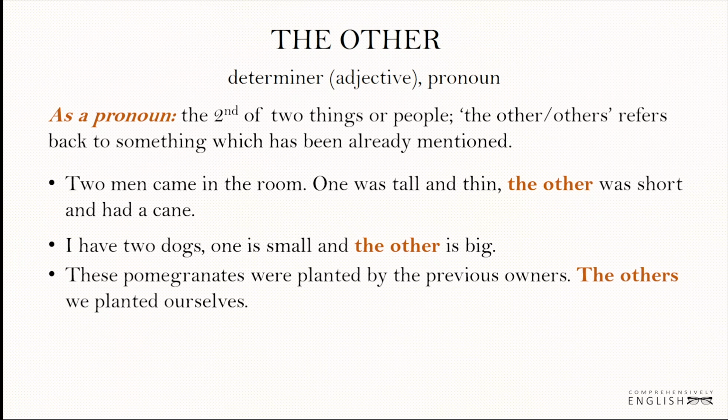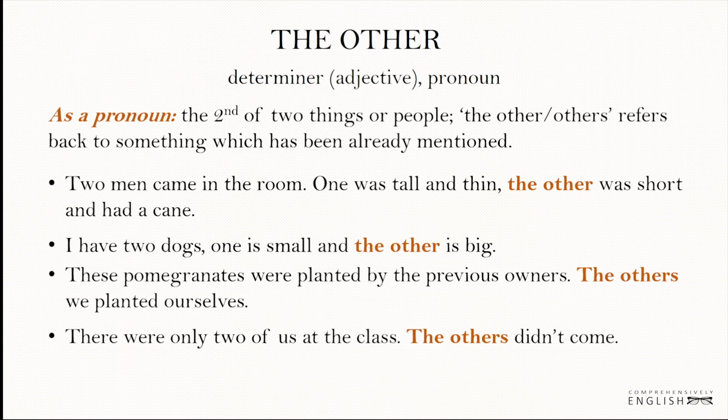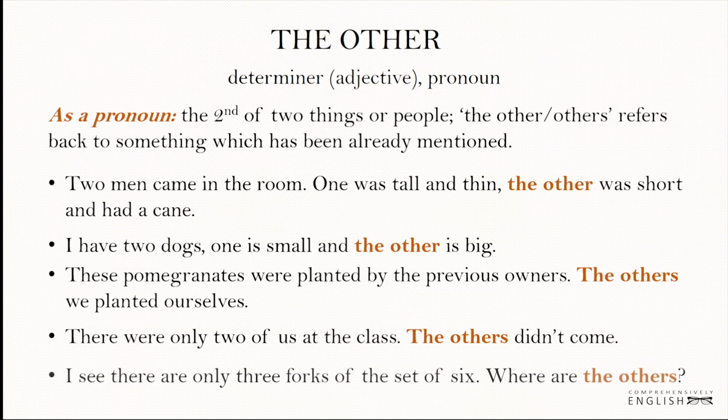These pomegranates were planted by the previous owners. The others we planted ourselves. There were only two of us at the class. The others didn't come. I see there are only 3 forks of the set of 6. Where are the others? The pronouns the other, the others replace the nouns that were mentioned before, and as we have the article the here, they speak about particular, definite people or things.